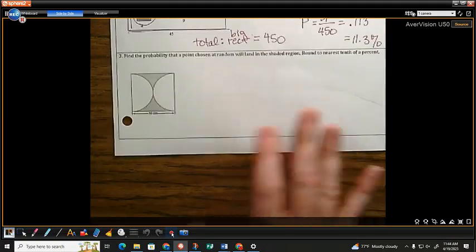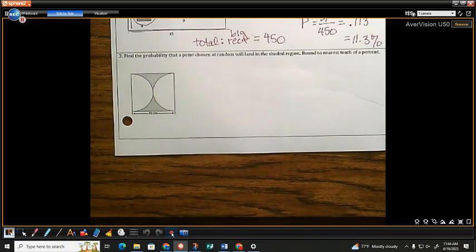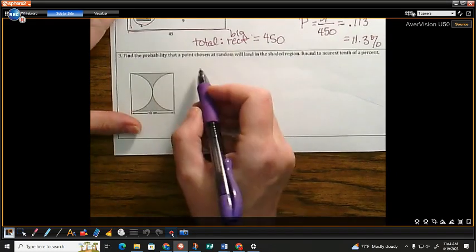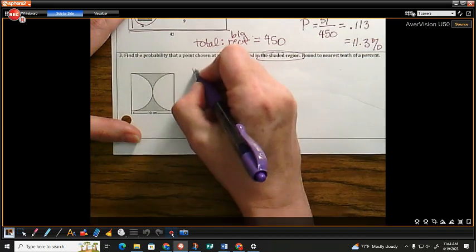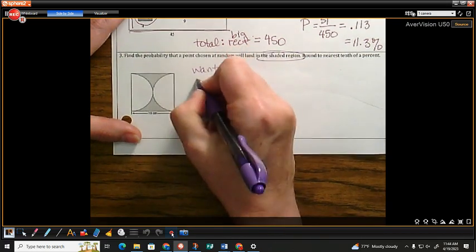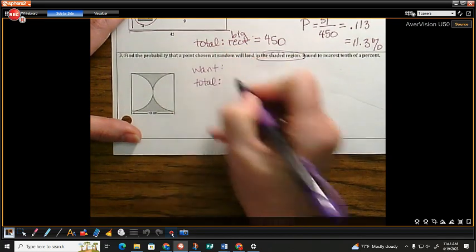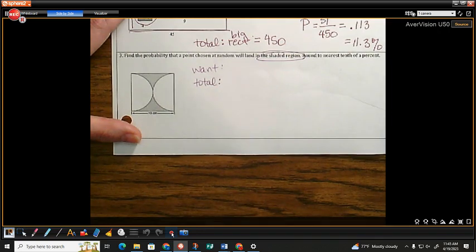Okay? We are not going to work this one all the way through, but I want y'all to help me plan it. It says find the probability that I will be in the shaded region. So I need to know what my want is, and I need to know what my total is. So does somebody know what either one of those is?